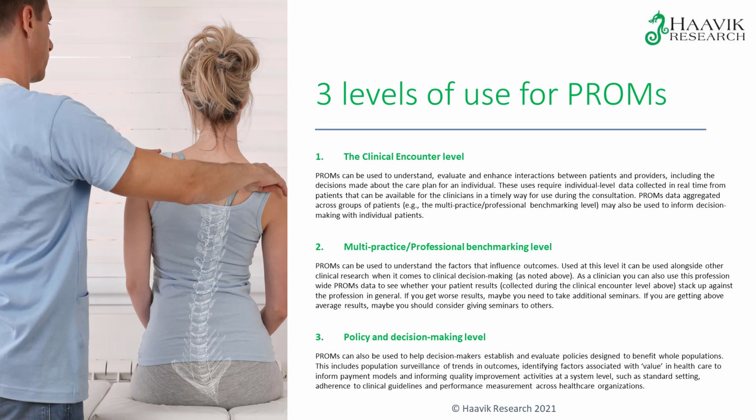Now, the multi-practice or professional benchmarking level brings it up to the whole chiropractic level, because these patient-reported outcome measures can also be used to understand factors that influence the profession itself. So at this level, it can be used along with other clinical research outcome measures. It can be used in clinical decision making. So we can start to identify what matters most to patients alongside other objective measures of health or mental health, or EEG data or heart rate variability data. But taking into account what patients report themselves is an important part of outcomes.